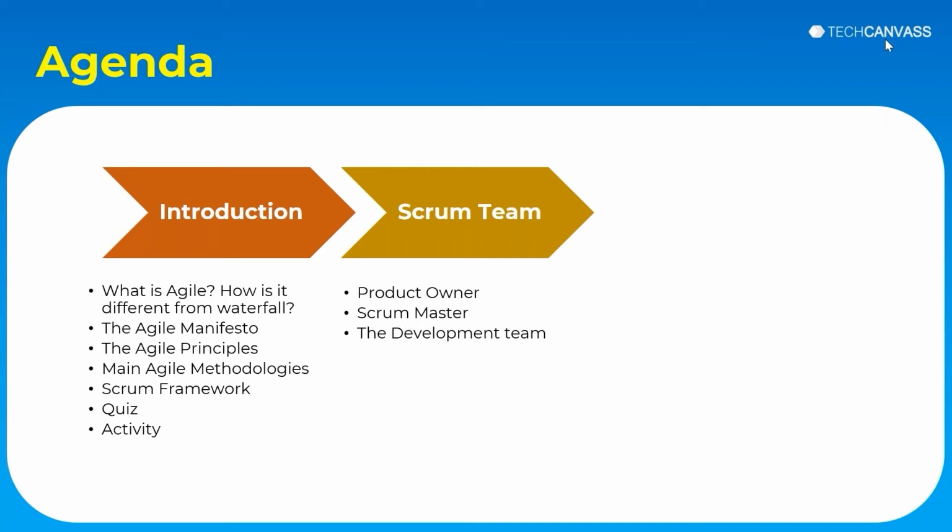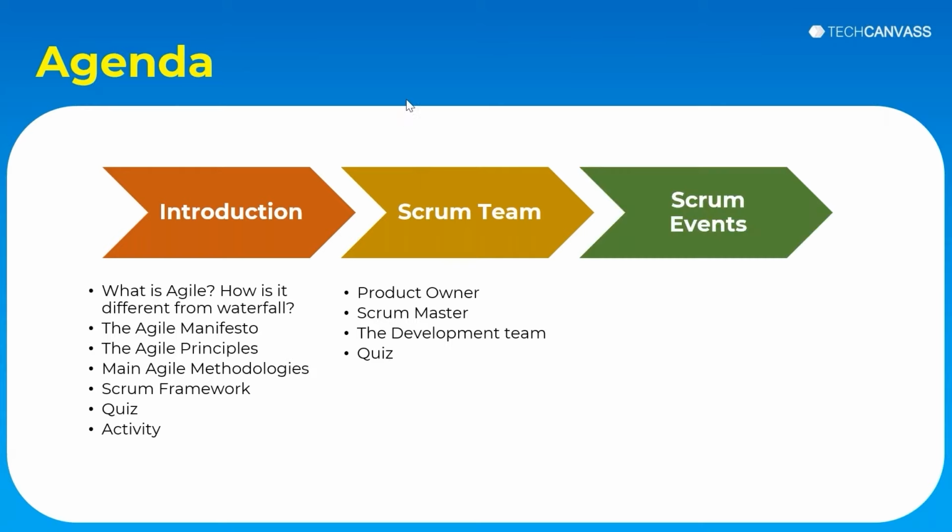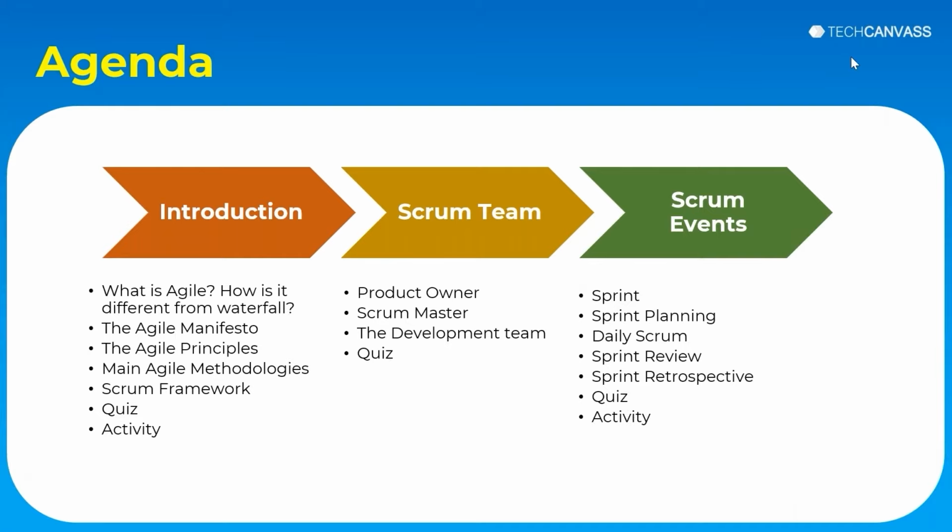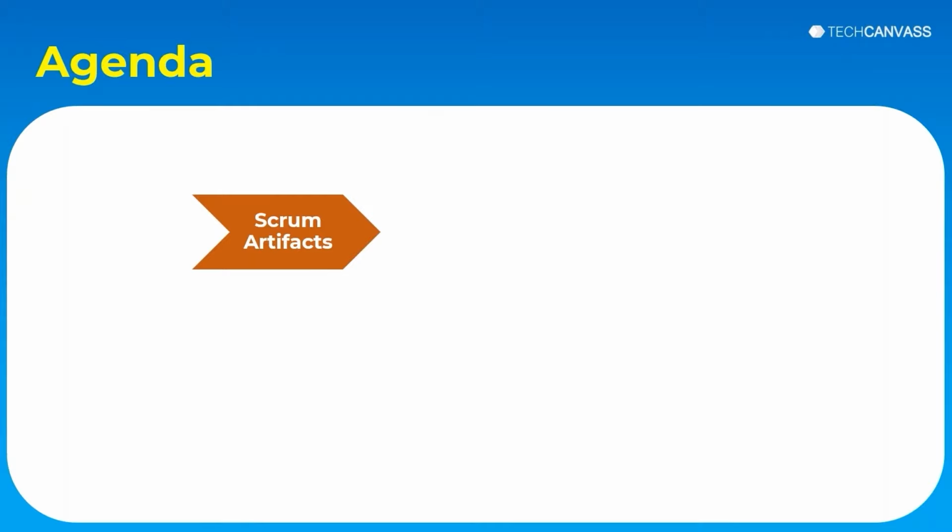And again, at the end, there will be some quiz, which will help us to clarify our understanding and clear our doubts. In the third module, we have the Scrum events, which talks about sprint planning, daily Scrum, sprint review, sprint retrospective, and at the end, there are some quiz and activities. The fourth one will have the Scrum artifacts, which talks about the product backlog, the sprint backlog, and the increments. Again, to end up with it, we have some quiz.